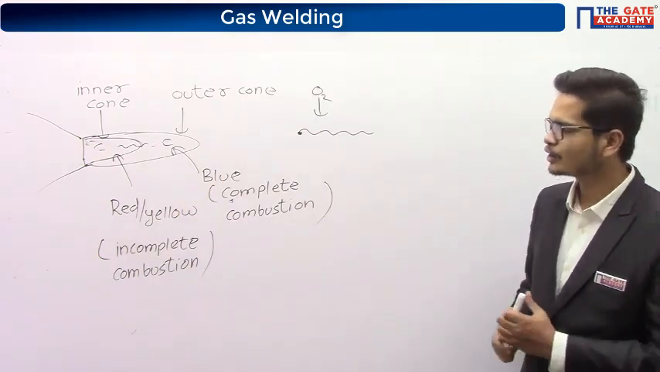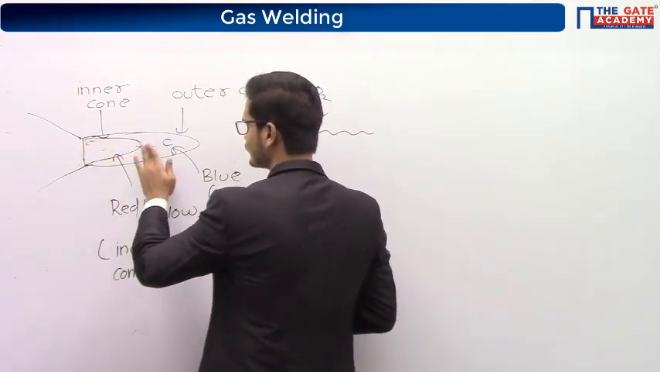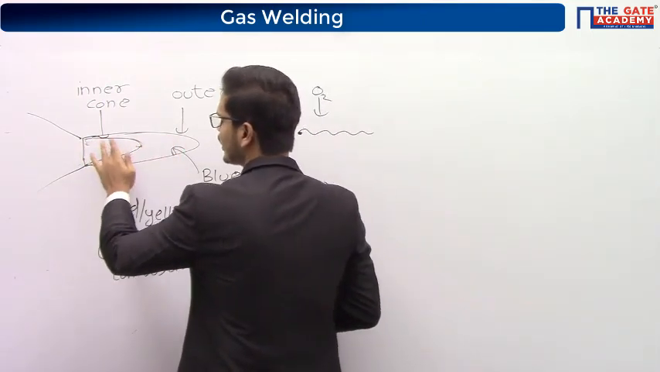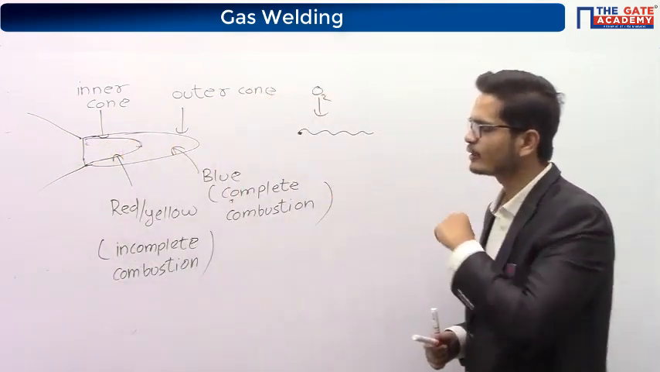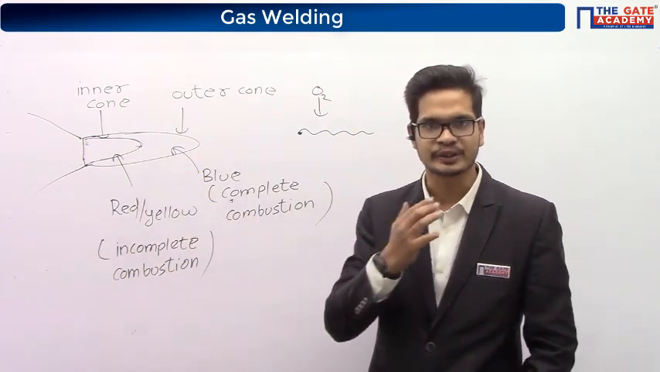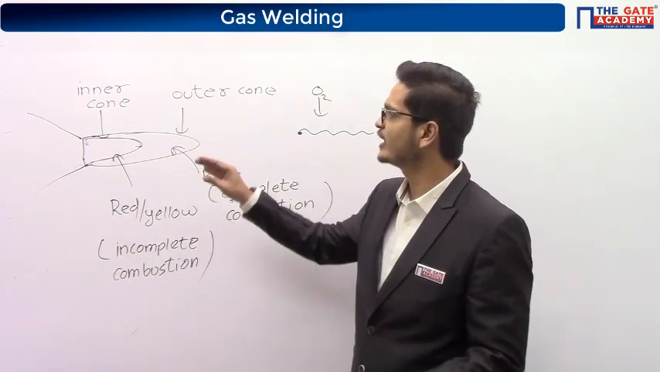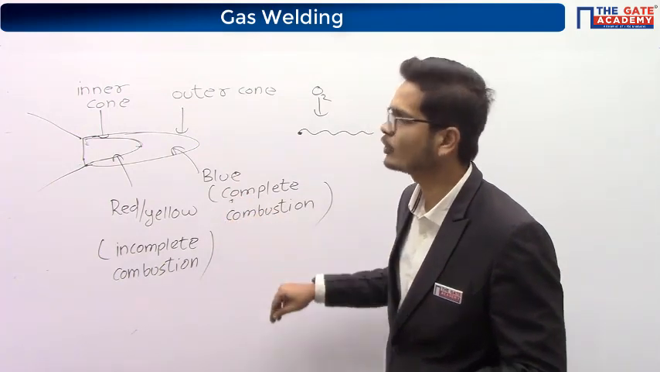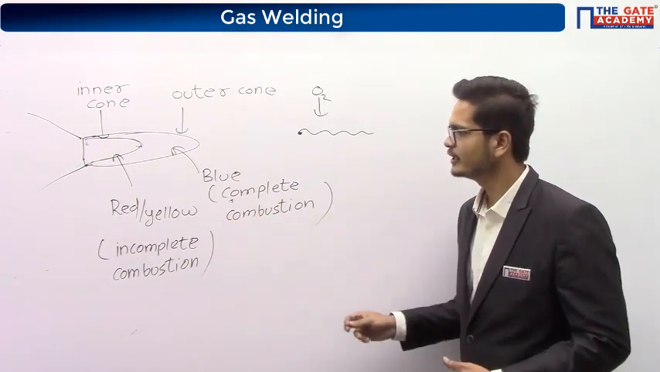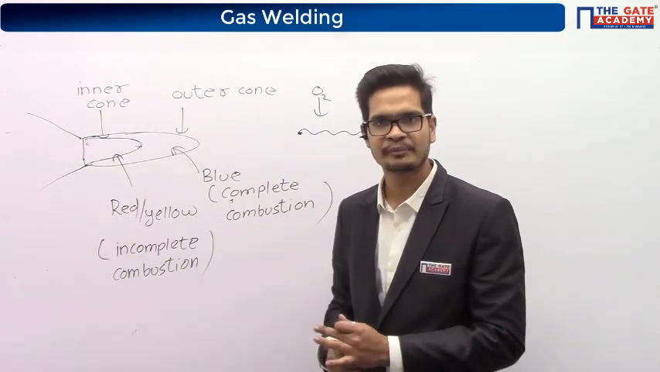So out of the outer cone and inner cone, where will you get the maximum temperature? Outer cone or inner cone? We'll get maximum temperature at the outer cone. Obviously the reason will be that complete combustion is taking place in the outer cone, so we'll get the maximum temperature.